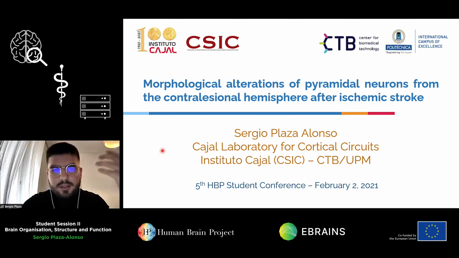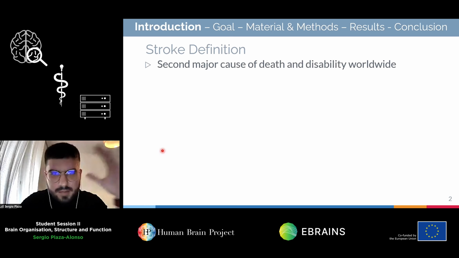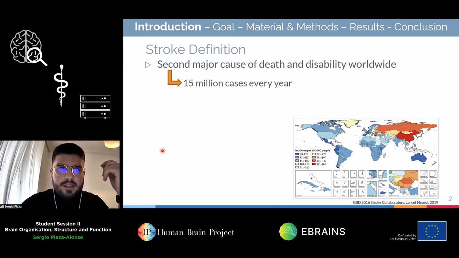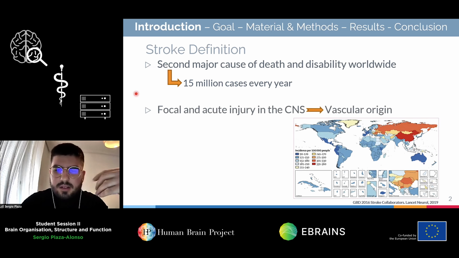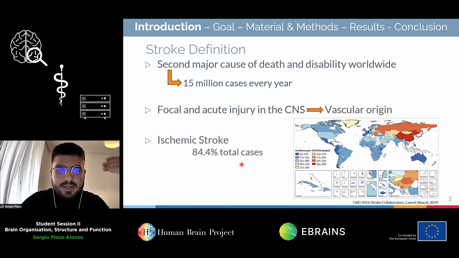So, as you might know, stroke is one of the major causes of death and disability worldwide. In fact, with more than 50 million cases every year, the world is facing a modern epidemic. It is traditionally defined as a neurologic deficit arising from a focal and acute injury in the central nervous system, in which ischemic stroke represents the most prominent type, accounting for more than 80% of the total cases.